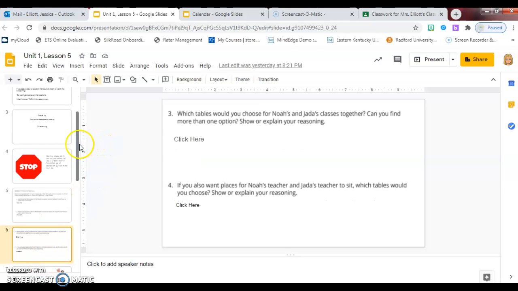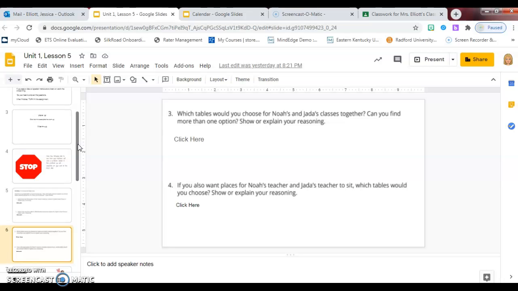question 3 says, which tables would you choose for Noah and Jada's classes together? So think about how many total kids there are, and then be able to tell which tables you would choose. And then it says, can you find more than one option? So show or explain your reasoning. So after you tell which tables you would choose, is there more than one way to do it? Okay, is there more than one way to seat people?